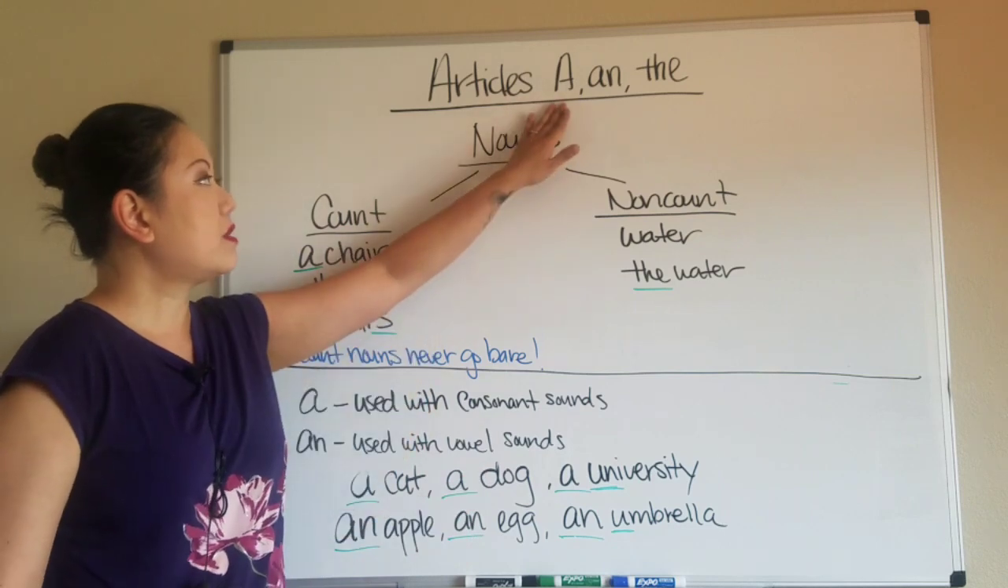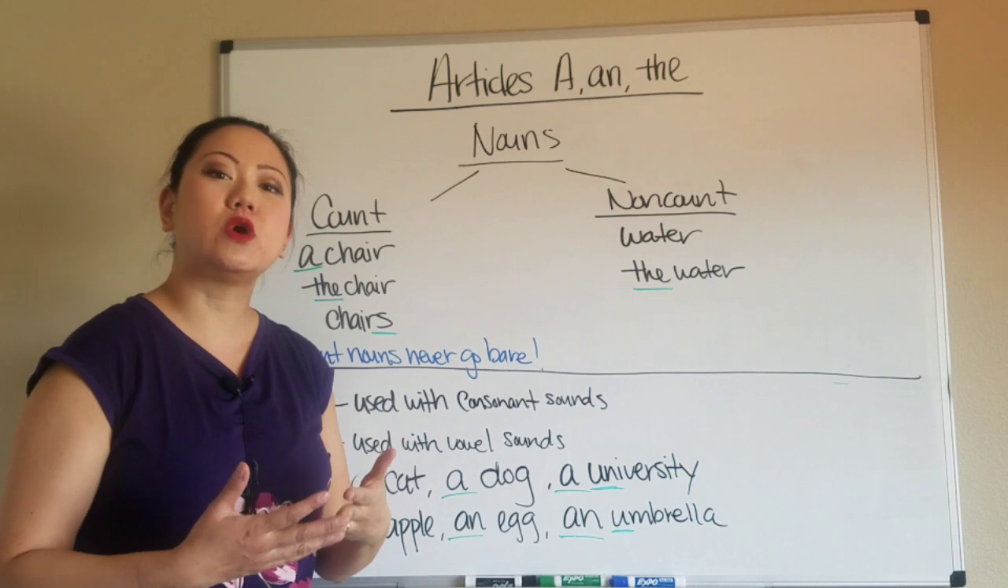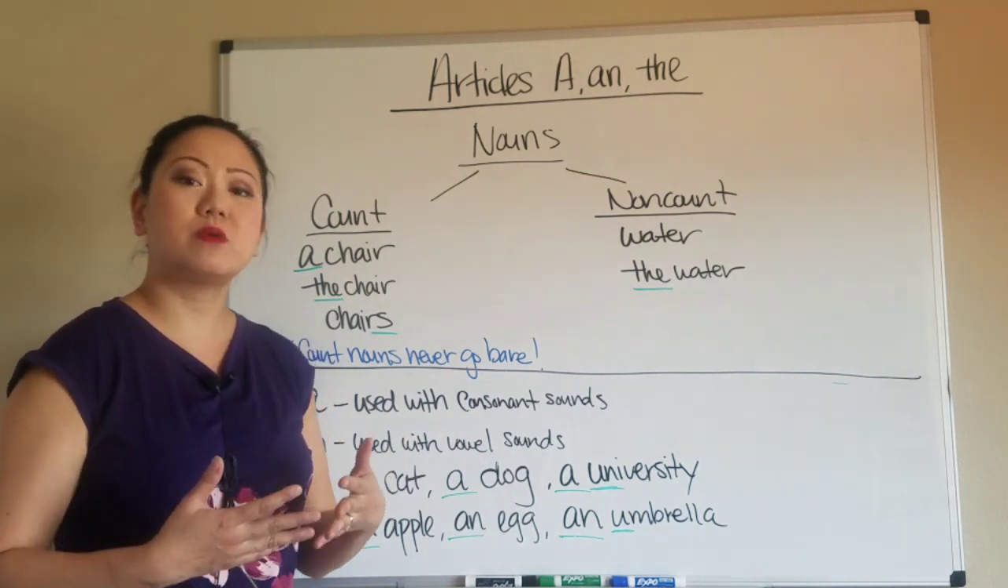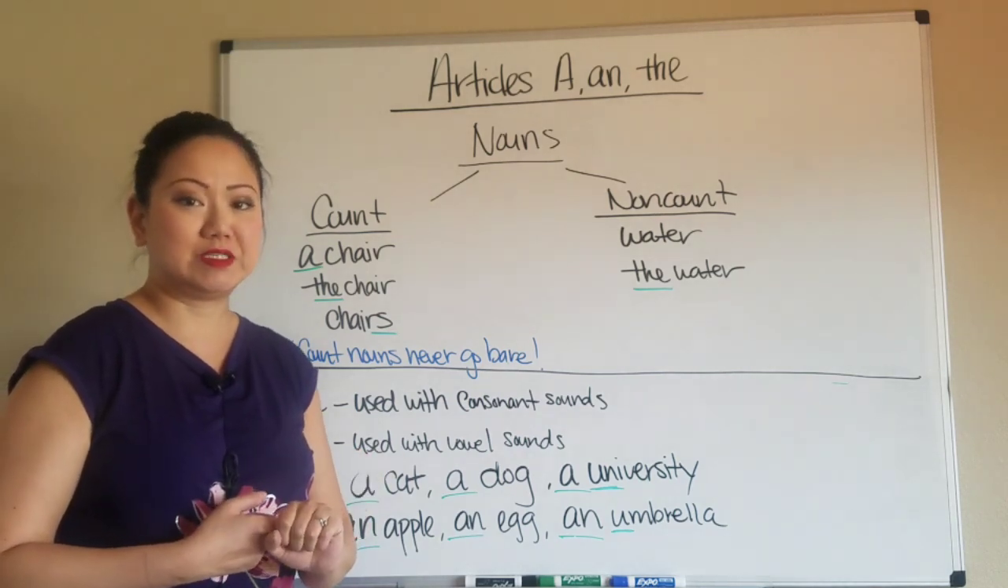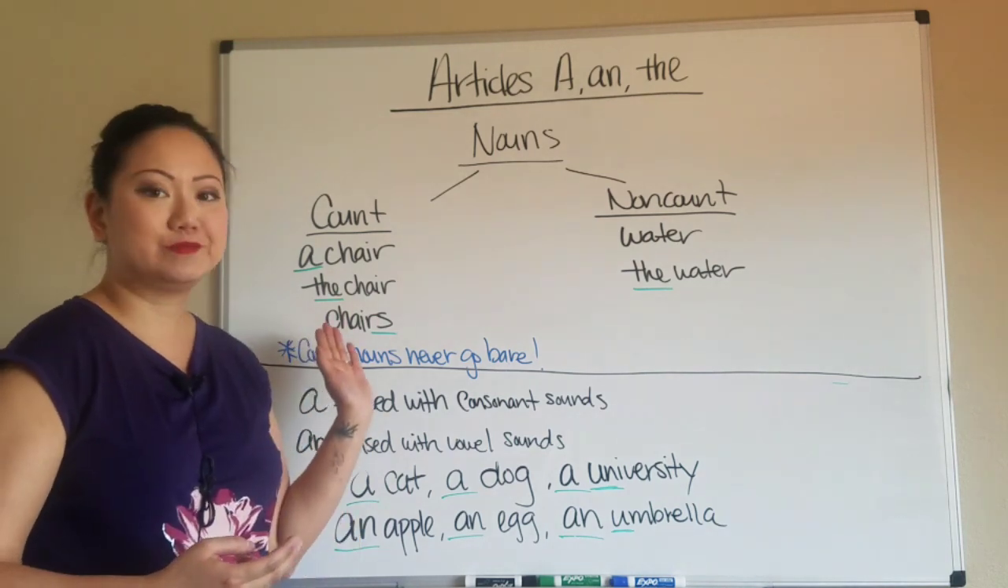First of all, when we talk about articles, we want to talk about what kind of words articles usually go with. And the answer is they go with nouns. Nouns, as a review, are people, places, or things. So for example, my friend is a person, a place like the park, or things like a chair.